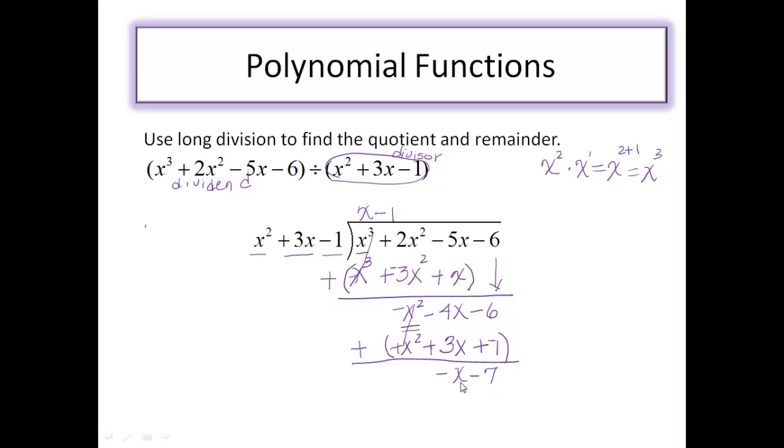Now I compare this result to my degree. The degree of my divisor is a 2, degree 2 polynomial. This is a degree 1 polynomial. When I have a result that is a degree less than the divisor, that's when I know when to stop, because I can't multiply x squared by anything to get x. So this is the end of this division, and we call this result the remainder.